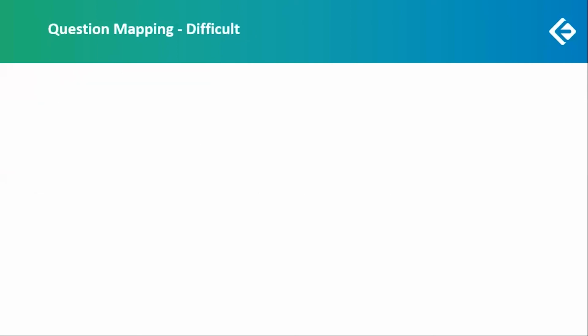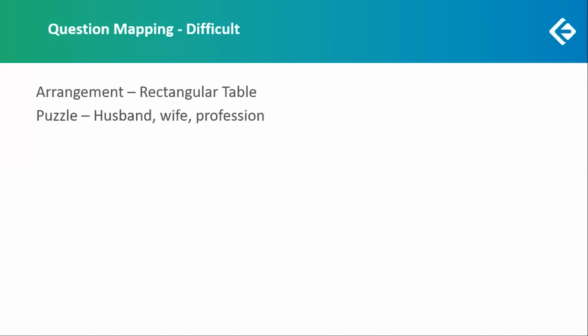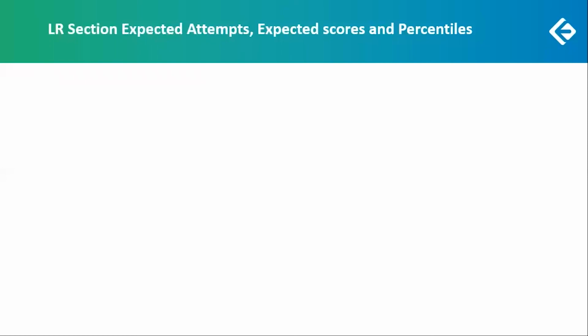Now moving to question mapping of difficult questions. Again, a question based on arrangement. People were to be arranged around a rectangular table. A group of 7 people were to be arranged, 3 on each side and 1 at the head of the table. So here there were 2 cases to be made. And lastly, there was a puzzle based question again, where we had to match husbands, wives, and their professions. Again, this question involved a lot of instruction, plus this puzzle required some amount of effort to be solved.